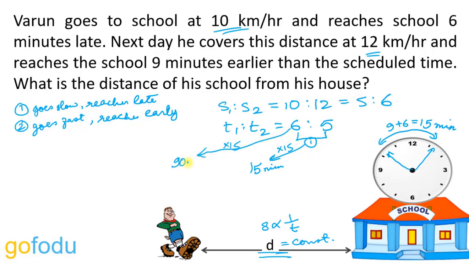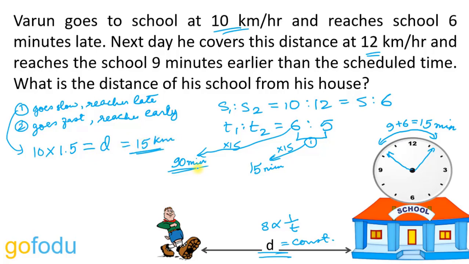That is 90 minutes. So when he goes slow, his speed is 10 km per hour and he takes 90 minutes. 90 minutes is 1.5 hours. 10 into 1.5, speed into time, would be the distance D, that comes out to be 15 kilometers.